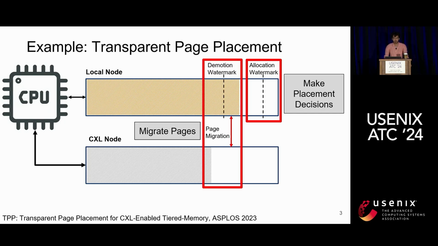Second, the kernel must manage migrating pages between nodes. This also requires a way to track which pages are hot or cold. However, adding kernel support is hard.